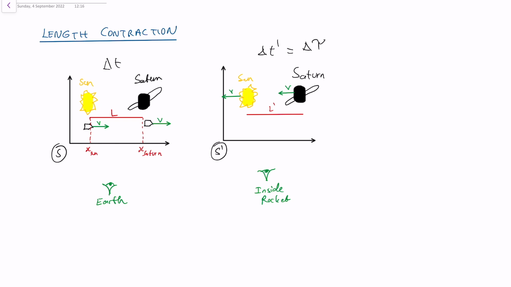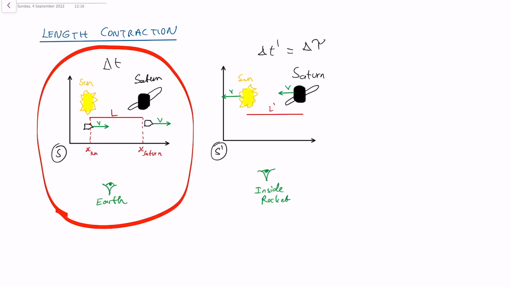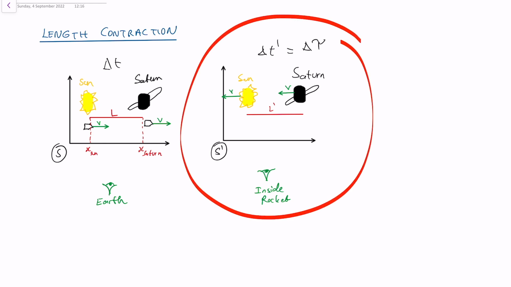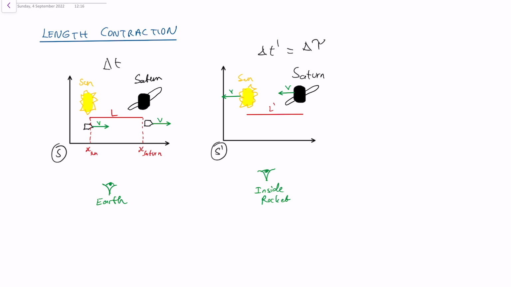So just like in the time dilation thought experiments, we are observing the first system from Earth, and we have a rocket traveling from Sun to Saturn, and we said the distance between them is L, right? And we're observing this from Earth. In the second picture, the dashed frame, we're observing it from the rocket, so we are inside the rocket. We call that distance L dashed. We don't know whether L and L dashed are different. That's what we're going to test, okay?